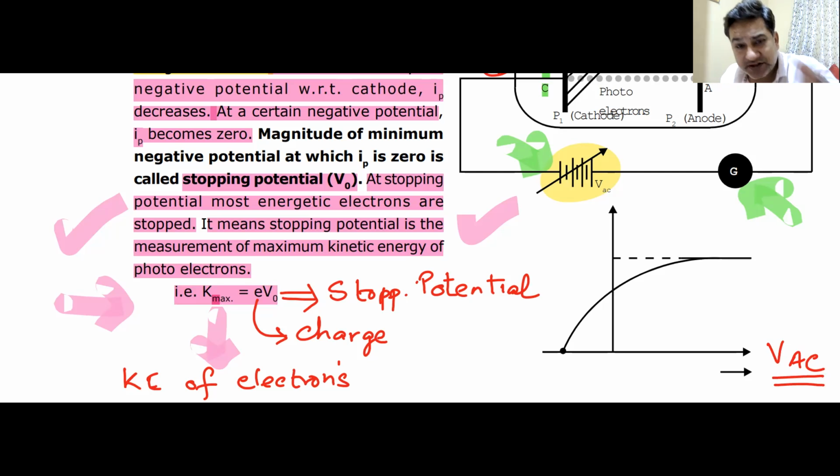If it is positive, current increases. If it is negative, current decreases. And at some point, it becomes zero. Do you understand this? Yes, sir. Then, if I have told you that the potential between A and C is plotted on the x-axis, now can you tell me what is plotted on the y-axis?